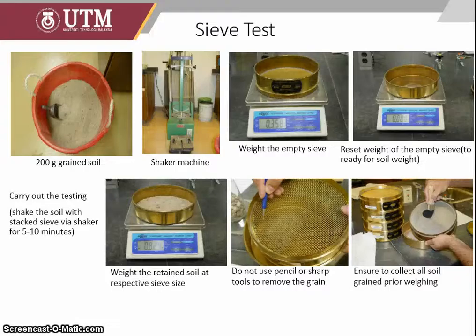So as we saw just now in the video, we do the test by using the shaker. And bear in mind, for fine grain soil, you have to use the brush to help you collect all the soil, to weigh the soil. And please do not use any pencil or sharp tools to remove the grain, because it might jeopardize the sieve size that has been designed for the sieve. Okay.